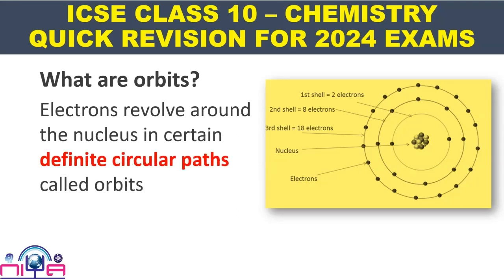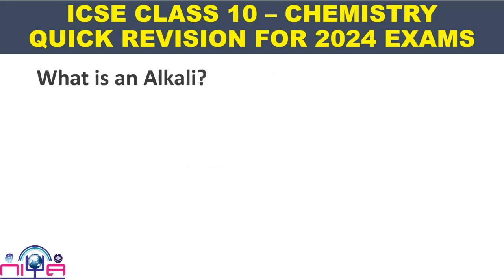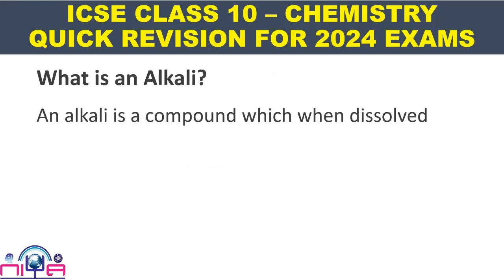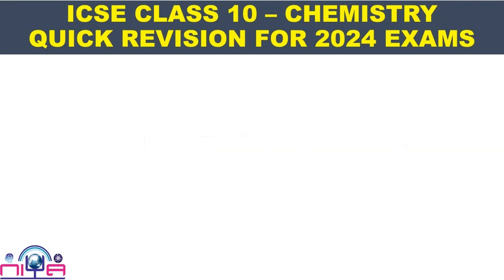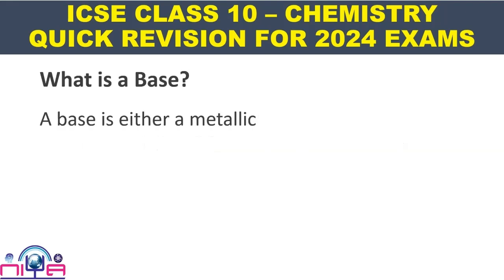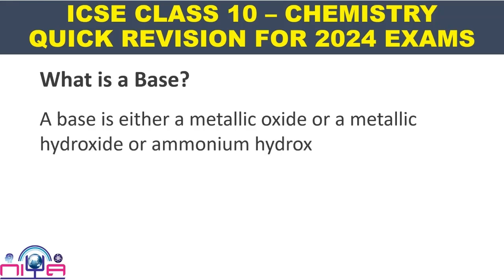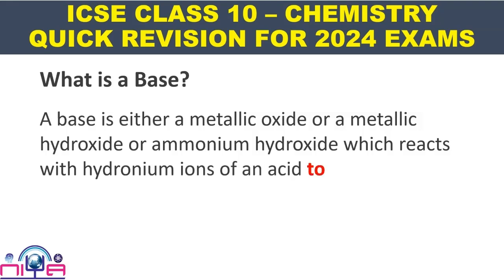What is an alkali? An alkali is a compound which, when dissolved in water, yields hydroxyl ions, OH-, as the only negatively charged ions. What is a base? A base is either a metallic oxide or a metallic hydroxide or ammonium hydroxide, which reacts with hydronium ions of an acid to form salt and water only.